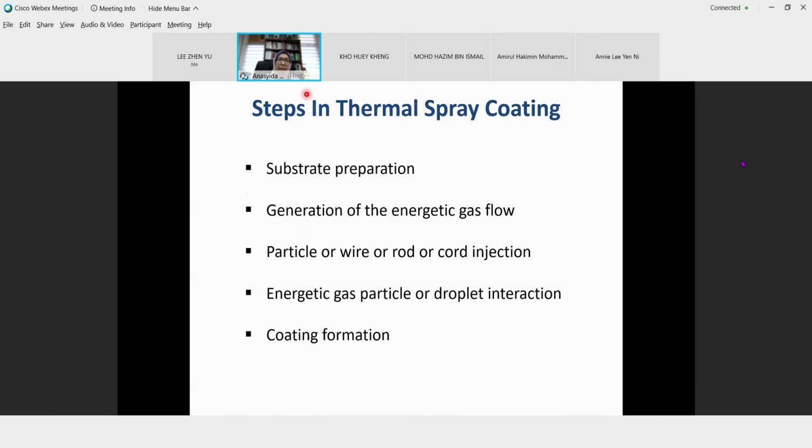So these are the steps in thermal spray coating. The first one is definitely surface preparation, the second is generation of energetic gas flow, and the third is particle or wire or rod cord injection. So you must have a feedstock, and then number 4.